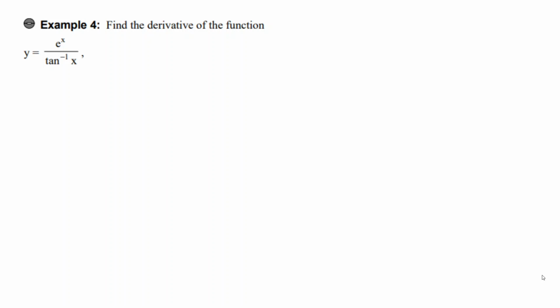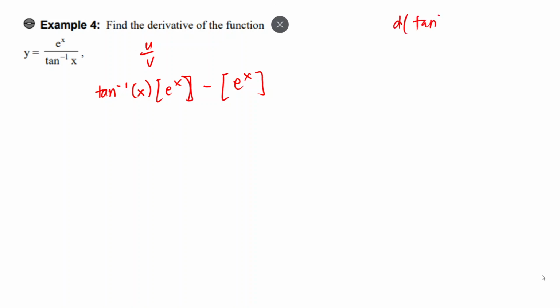Next, find the derivative of the function. Okay, this is u over v. Okay, so v, which is tangent negative 1x. Okay, derivative of ex, that is ex, minus ex times the derivative of tangent. The derivative of tangent is equivalent to ang derivative ng inverse tan u ay equals sa du over 1 plus u squared. Okay, so x naman to, so wala tayong problema.